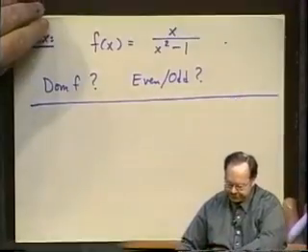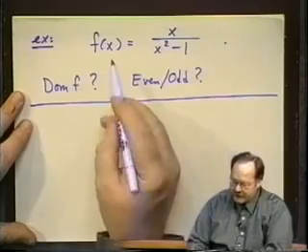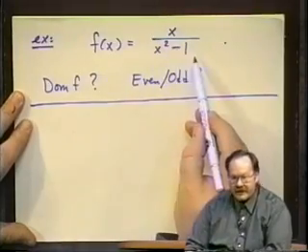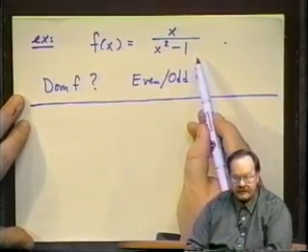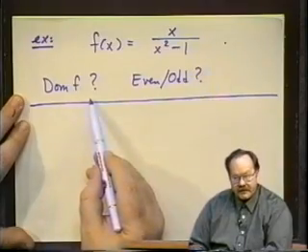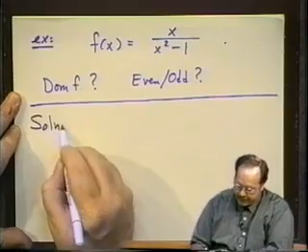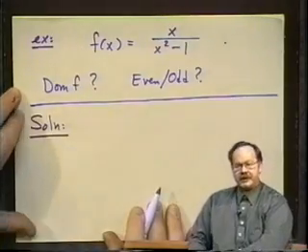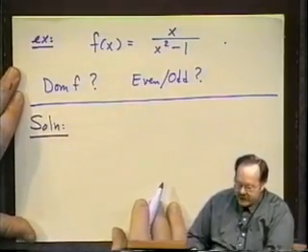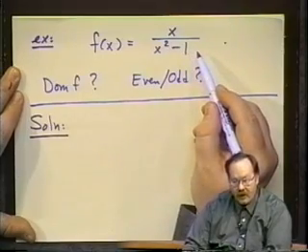Here's one. Here's a function given to us. F of x is x over x squared minus 1, a rational function. What's the domain of this function, and is the function even or odd? Well, let's find out. Solution, let's look at the domain first. Again, we ask ourselves, what could go wrong?